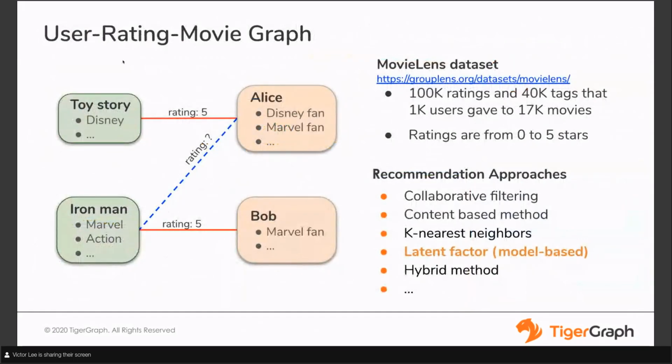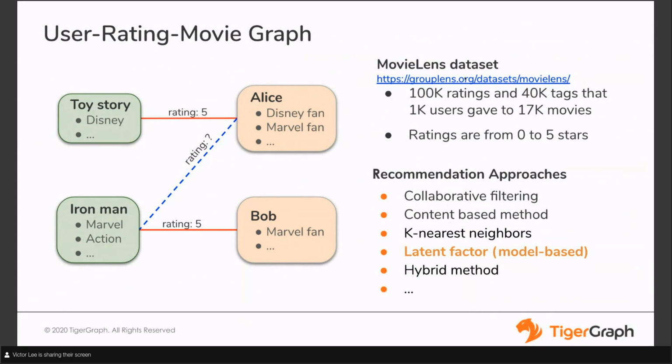And so we build this user rating movie graph. We have the movies with their features. We have users and things we know about them, that they've described about themselves or things we've inferred. And we have the ratings we know. We know Alice gave a 5 to Toy Story. We know Bob gave a 5 to Iron Man. But what would Alice think of Iron Man? So we're trying to predict a rating.